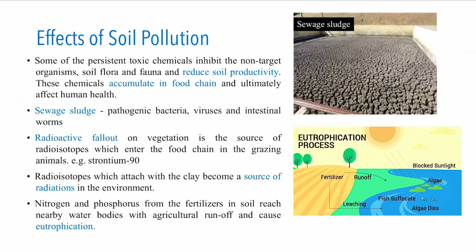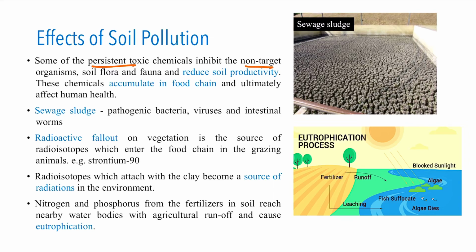So effects of soil pollution. What are the various effects of soil pollution? First of all, as I said, these are very persistent toxic chemicals. Persistent basically means these chemicals will not be degraded by any microorganisms, and they also have a lot of effect on non-target organisms, like we had already discussed with DDT. When we applied DDT, it was meant to kill mosquitoes, but it was seen that even other non-target organisms, like lizards or various pet animals, were also killed because of exposure to this toxic chemical.